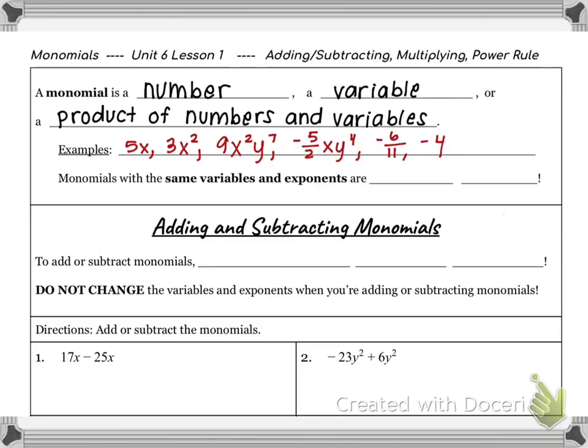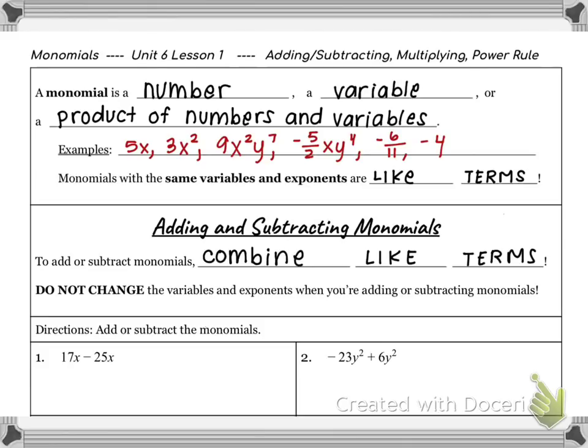So monomials with the same variables and exponents are like terms. So if they have the same variables, for example, for number 1, if we look down here, see how they have an x and an x? That means we can combine 17 and negative 25. Do you see down here how y squared and then y squared? Those are called like terms. So when you have like terms, it just means that the variables are the same and we can combine the numbers in front.